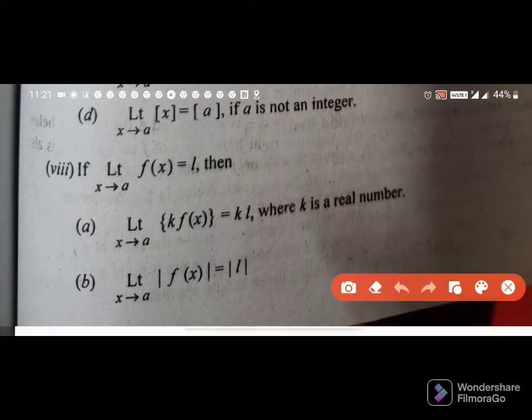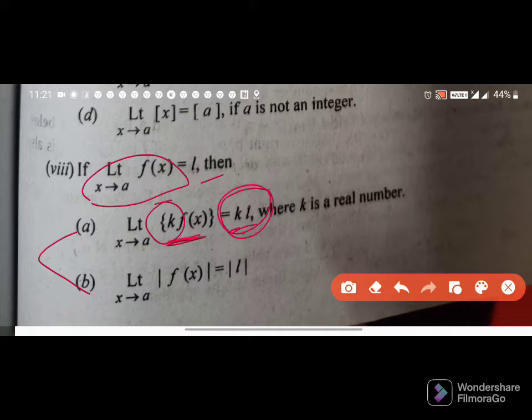Next, if limit x tends to a, f(x) is equal to L, then these two results hold. Limit x tends to a, k of f(x), where k is a constant. Take k outside and the value of limit x tends to a, f(x) is equal to L. So this is equal to k times L. Similarly, this result, limit x tends to a, modulus of f(x), because the limit of f(x) is L, so this is equal to modulus of L.